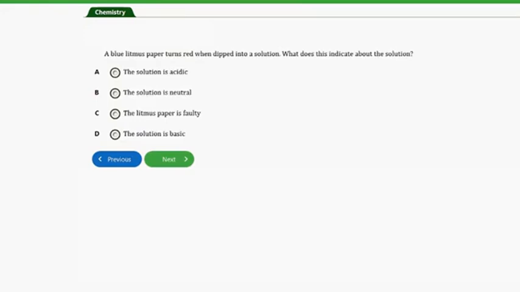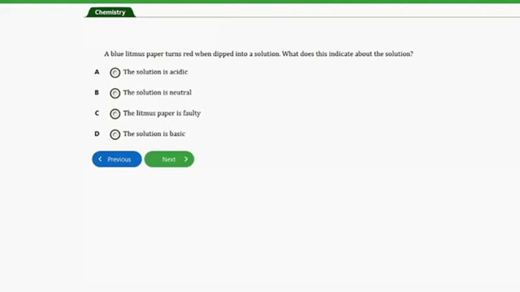So let's go ahead and check out the next question. That's question number 9, guys. The question says, a blue litmus paper turns red when dipped into a solution. What does this indicate about the solution? A, the solution is acidic. B, the solution is neutral. C, the litmus paper is faulty. D, the solution is basic. So guys, the answer to this question is option A. The solution is acidic. Remember that acid turns blue litmus paper red, whereas base turns red litmus paper blue.